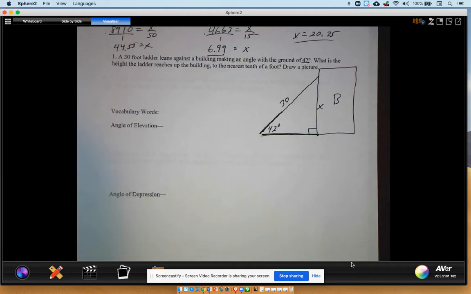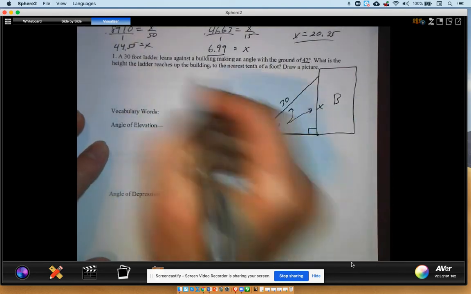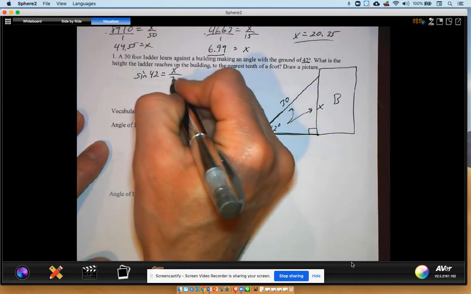So now we can do our SOHCAHTOA. So I have opposite, I have hypotenuse. So I'm going to do sine 42 equals x over 30.